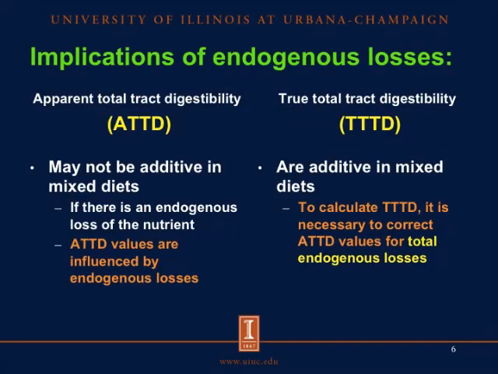So now let's see why endogenous losses are important to consider. Apparent total tract digestibility, abbreviated as ATTD, may not be additive in mixed diets if there is an endogenous loss of the nutrient, because ATTD values are influenced by endogenous losses. On the other hand, true total tract digestibility values, abbreviated as TTTD, are additive in mixed diets, but to calculate TTTD, it's necessary to correct apparent digestibility values for total endogenous losses.